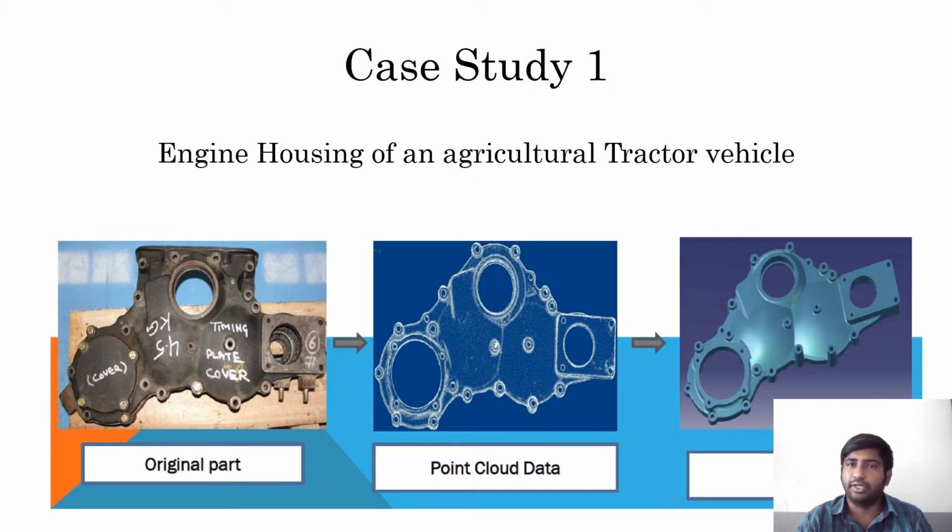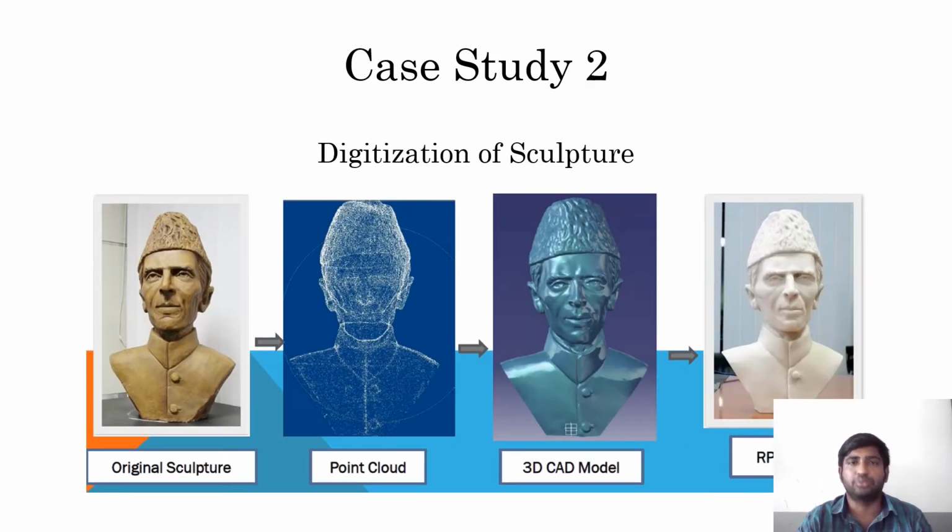Okay, so this is case study 1, engine housing. Let's move on to case study 2. Here this sculpture will be created: digitalization of sculpture. Here you can see the original sculpture. To replicate the sculpture, we have a few steps. First of all, the original sculpture will be scanned using three-dimensional 3D scanning systems or CMMs. We have to capture the surface cloud points.